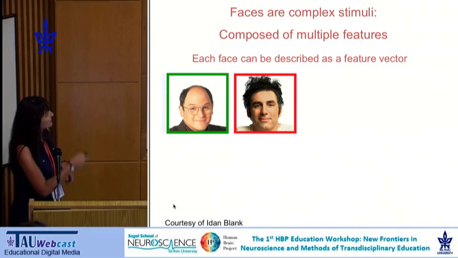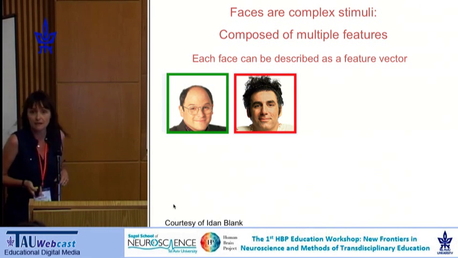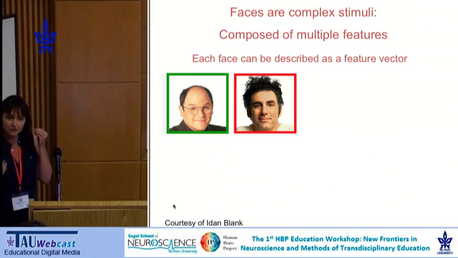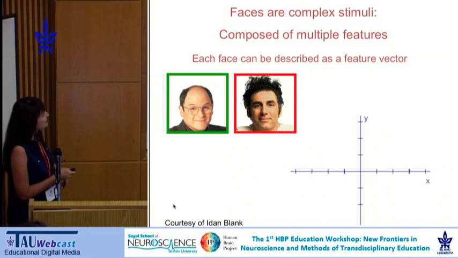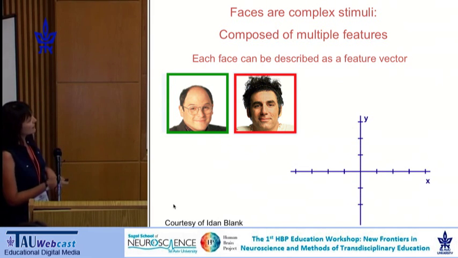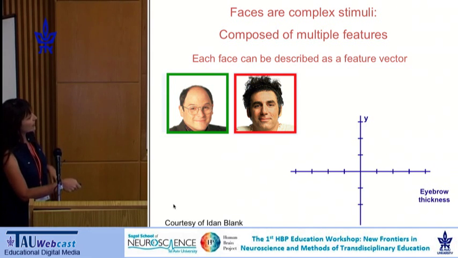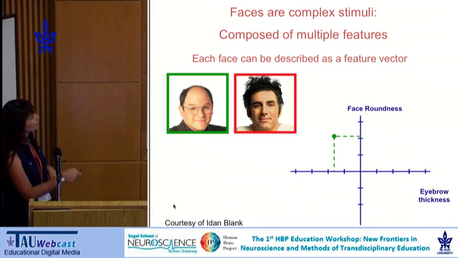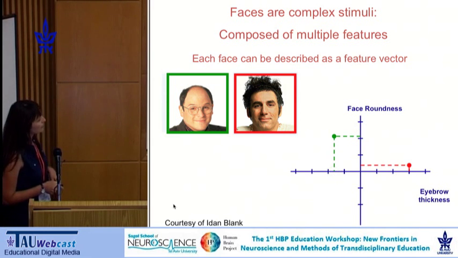This is an example. Basically, faces are very complex stimuli. We can describe them as multiple feature stimuli. So for example, in this case, we have two faces, and we can describe them on a two-dimensional space. On the x-axis, we may have eyebrow thickness. On the y-axis, we may have face roundness. So in that case, George is going to be here. He has a round face, and he has thin eyebrows. Kramer is going to be here, okay?